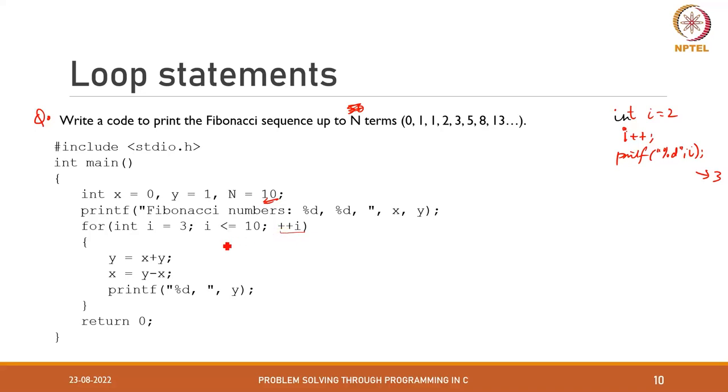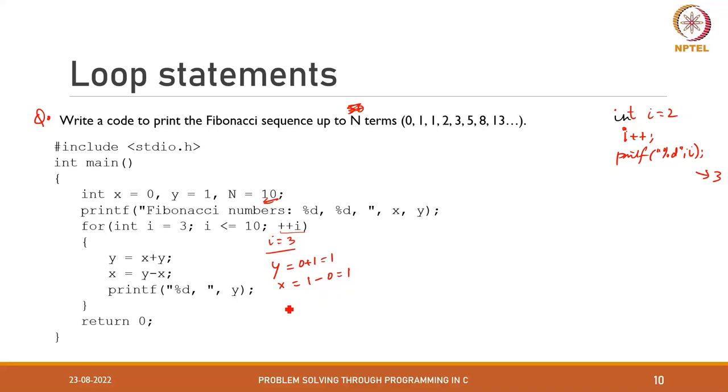The first step I am doing is y = x + y, because we need an addition which will serve as the new Fibonacci number. So when i is equal to 3, what happens? y = x + y, that is 0 plus 1, that is 1. x = y - x, that is 1 minus 0, that is 1.